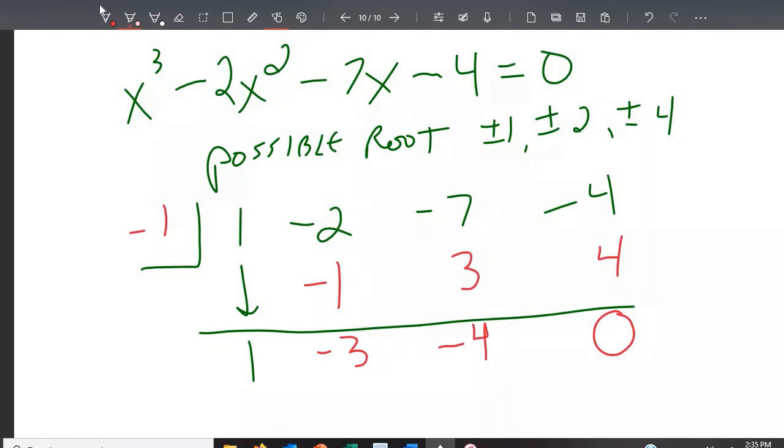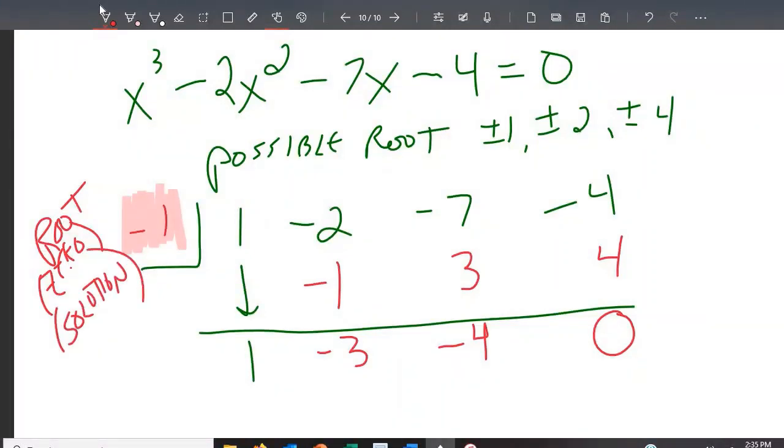What that means, this is a root, which is the same thing as a 0, which is the same thing as my solution. So one of my answers for this problem is x will be negative 1. Put the variables back with the numbers and go factor that trinomial.